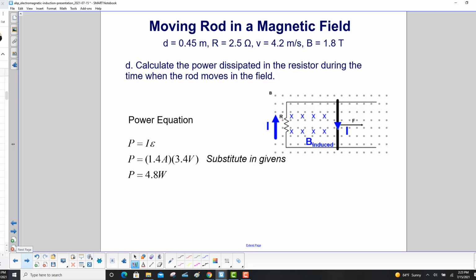Now we want the power dissipated in the resistor during the time when the rod moves in the field. We just use the power equation, I times EMF, or I times voltage, substitute in the current and the voltage, and we get 4.8 watts.